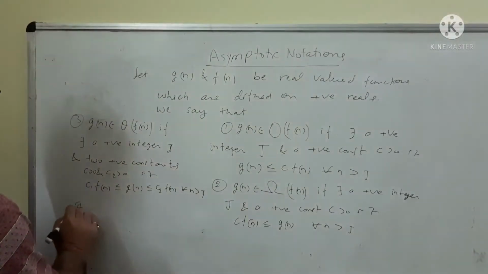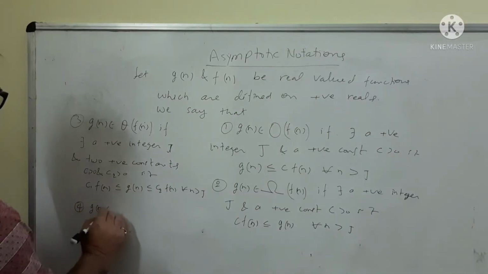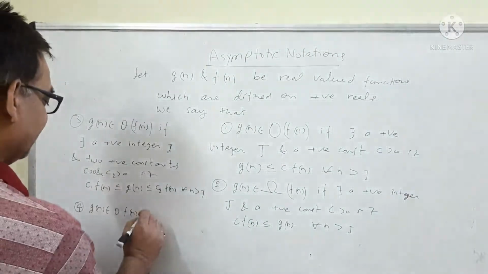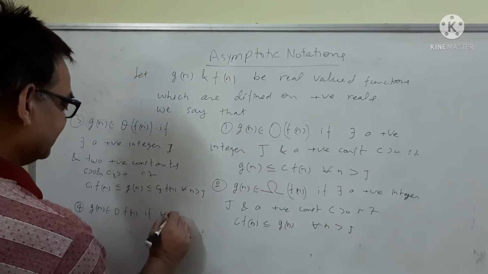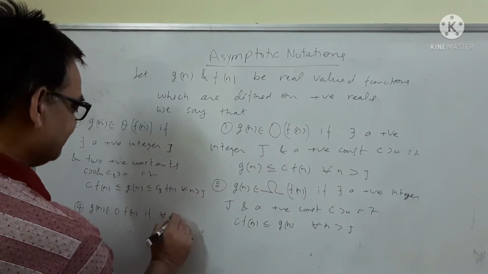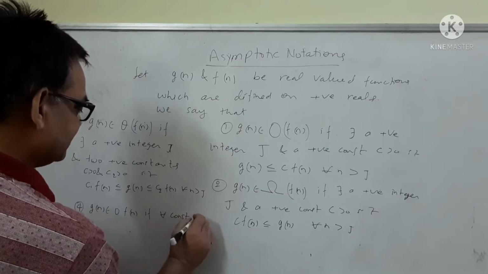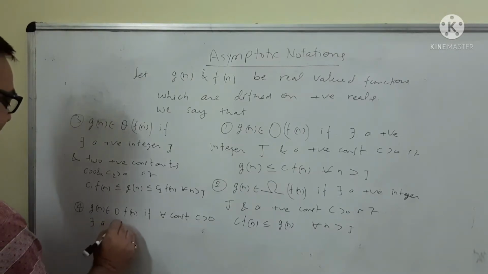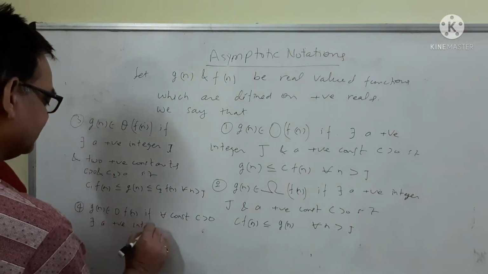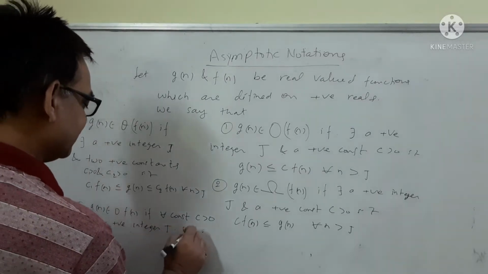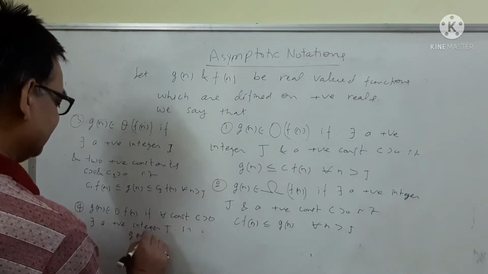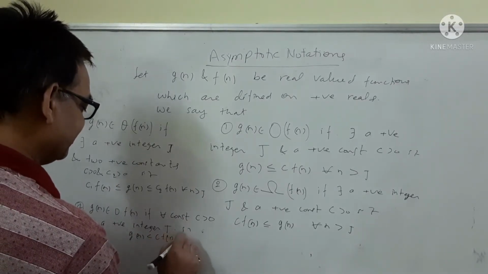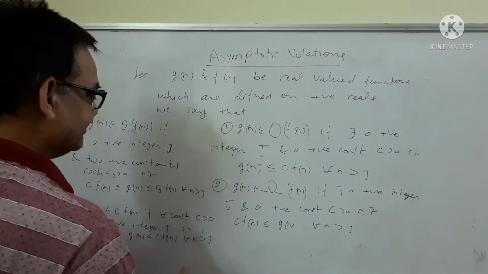Now 4, Gn belongs to little o Fn if for every constant c, positive constant, for every constant c greater than 0, there exists a positive integer j such that Gn is less than c times Fn for every n greater than j.